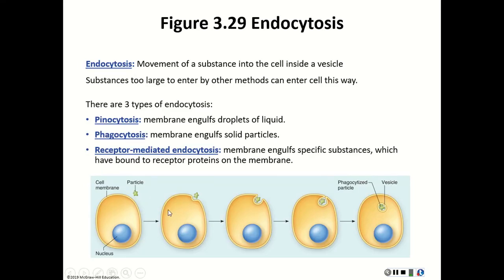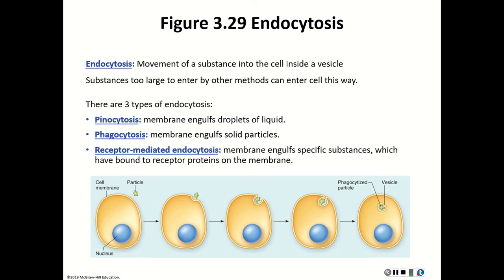Endocytosis would be the movement of a substance inside of the cell creating a vesicle. Sometimes this particle or the substance is just too large for any channels, too big to go through the cell membrane. So what the cell does is actually engulf it and create a vesicle out of it, and that's how it takes it in.